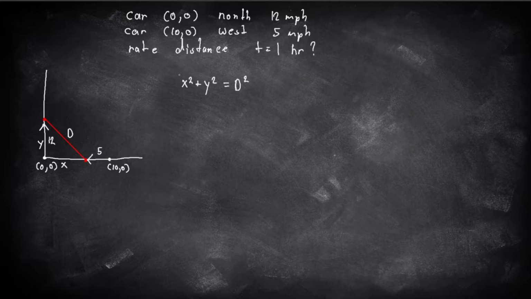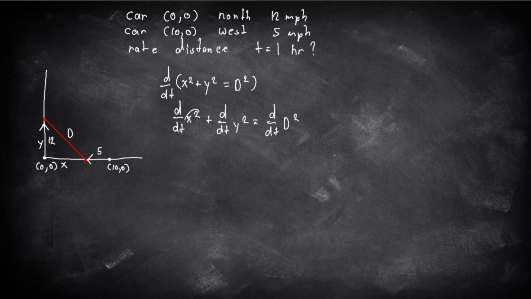So to find the rate, we're going to have to do a derivative. So what do we take the derivative with respect to? Do we do it with respect to x, y, or d? It's a trick question. We do it with respect to t. The reason is because we're finding the rate at which the distance is changing as time changes to 1 hour. So we're doing it with respect to time. So d/dt of x squared plus d/dt of y squared equals d/dt of d squared.